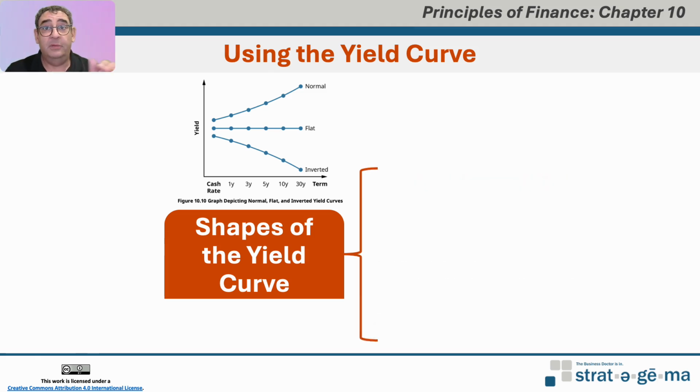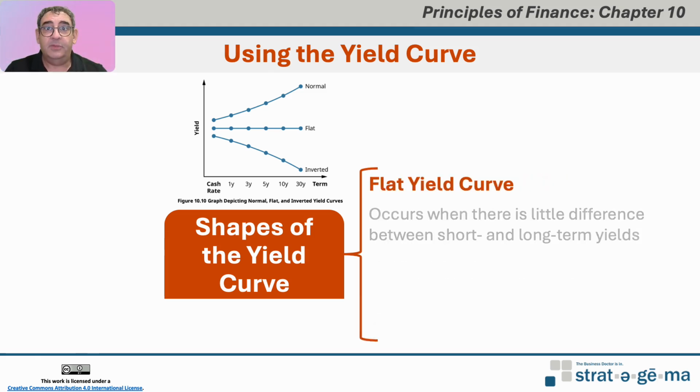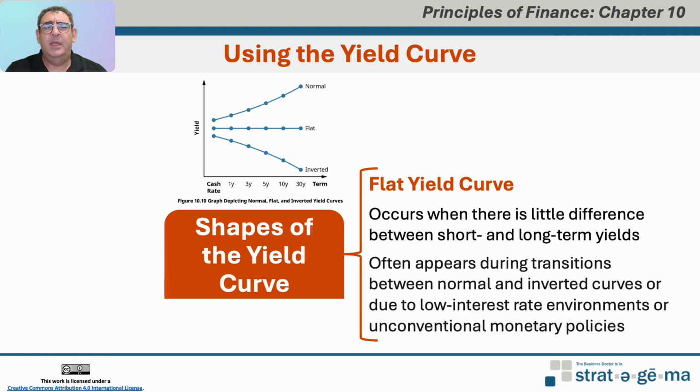A flat curve is when there's very little difference between short-term and long-term yields. We often see this during transitions between normal and what we'll see are inverted yield curves, or due to low interest rate environments or unconventional monetary policies that basically cause a short-term interest rate to be very similar to a long-term interest rate.